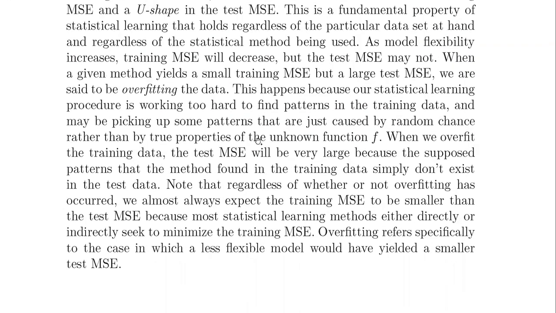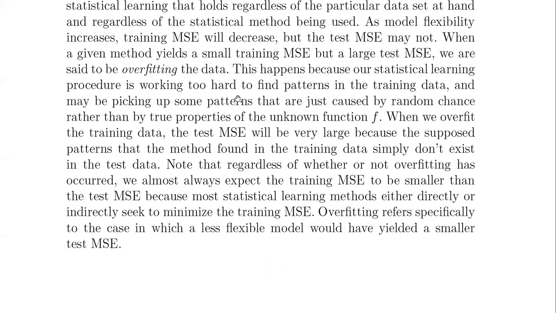This is a fundamental property of statistical learning that holds regardless of the particular data set at hand and regardless of the statistical method being used. As model flexibility increases, training mean square error will decrease, which stands to reason. You're following the data that you use to create the model. But the test MSE, based on data that has not been used when designing the model, may not.